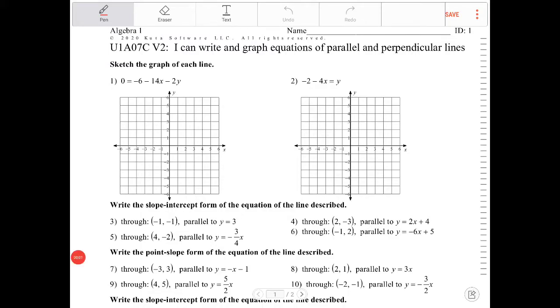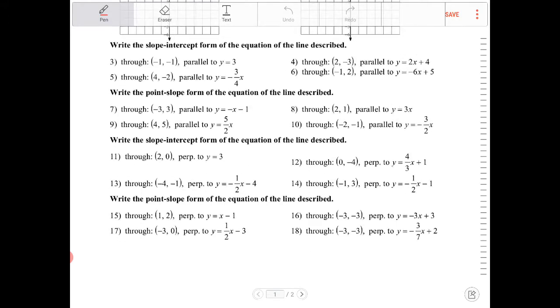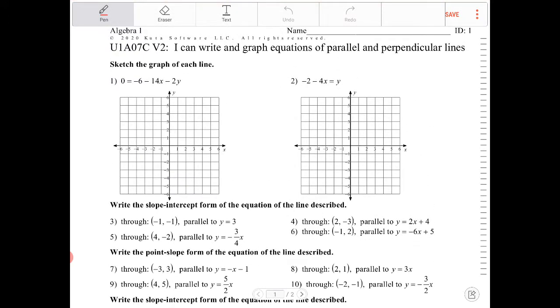Hello students, in this video I will be going through a couple examples where I will be graphing the equation of a line and also finding the equations of lines that are parallel and perpendicular to a given line.